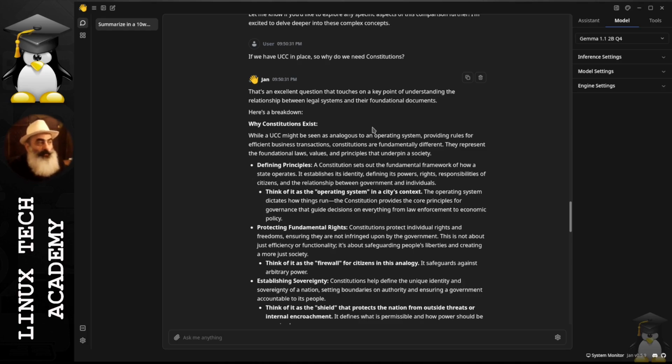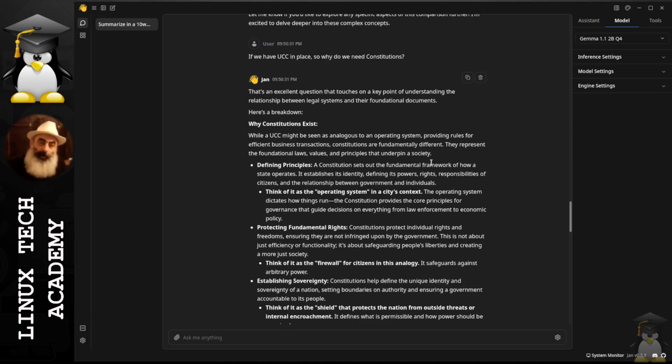If we have the UCC in place, why do we need constitutions? I mean, think about it. If the UCC is managing almost all the businesses, transactions, corporations, everything, it's just like, seriously. As far as I know, it's just the main layer. However, there is actually an explanation here why constitutions exist. While a UCC might be seen as analogous to an operating system, providing rules for efficient business transactions, constitutions are fundamentally different. They represent the foundational laws, values, and principles that underpin a society.